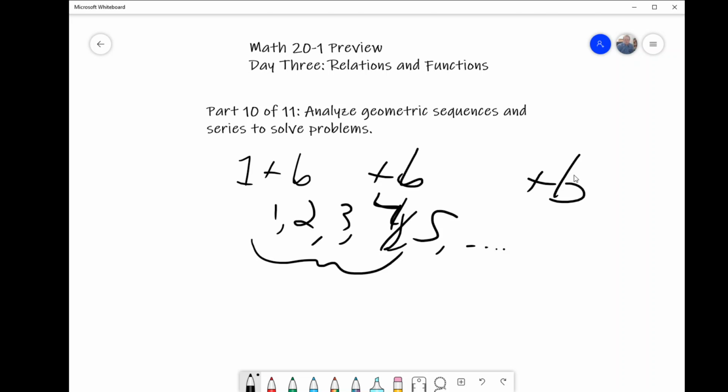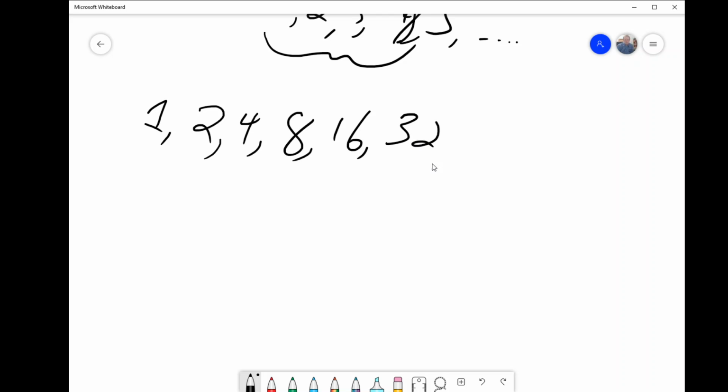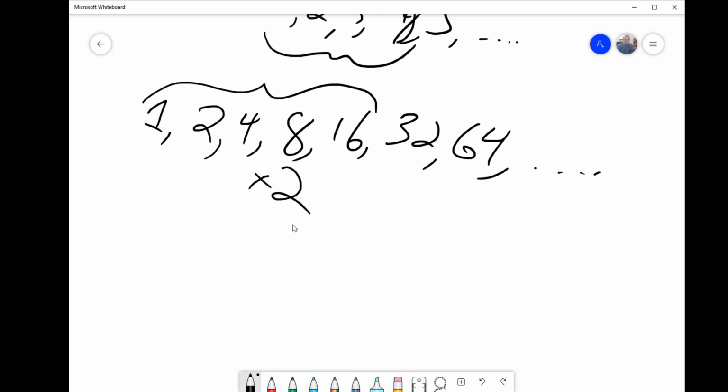The geometric sequences and series are similar. So with the geometric sequence, you are multiplying by the same number every time. So you could have 1, 2, 4, 8, 16, 32. Why did I write 36? I was saying 30 and got 30 on my brain. 64, and so on, where you're multiplying by 2 every time. And again, the series is the sum of these.